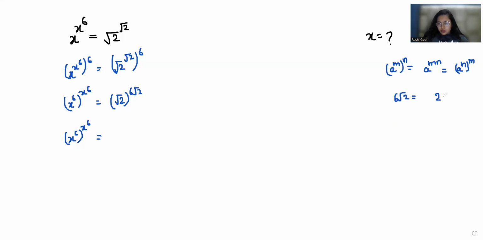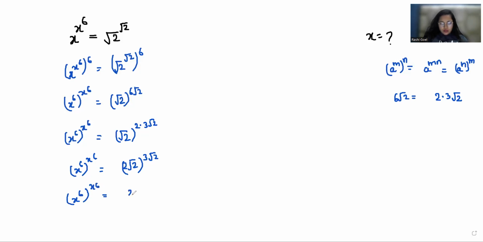I can write it as 2 times 3 root 2. So root 2 power 2 times 3 root 2. Again, if I'm using this property, (a^m)^n, we can write it as (2 root 2) whole power 3 root 2. Now (x^6)^(x^6) is equal to (2 root 2) whole power 3 times root 2.